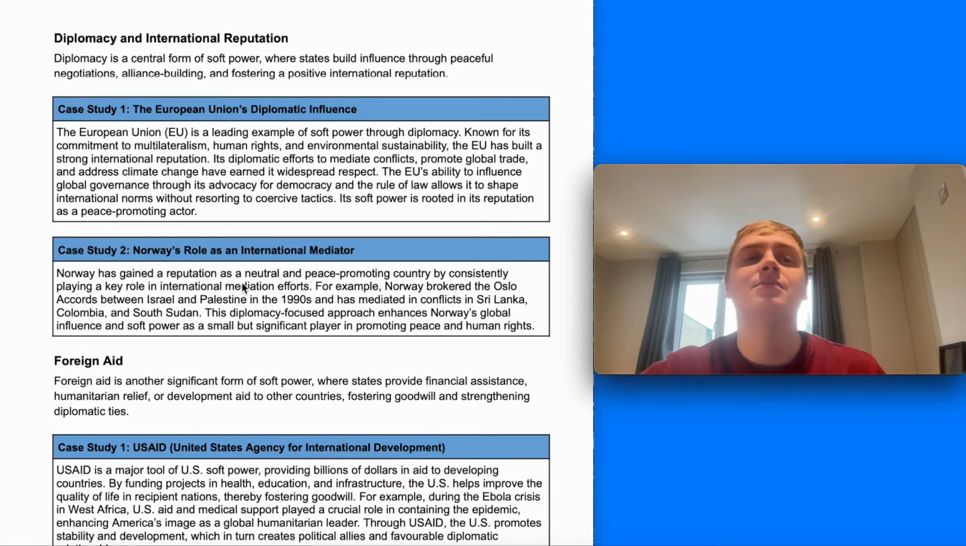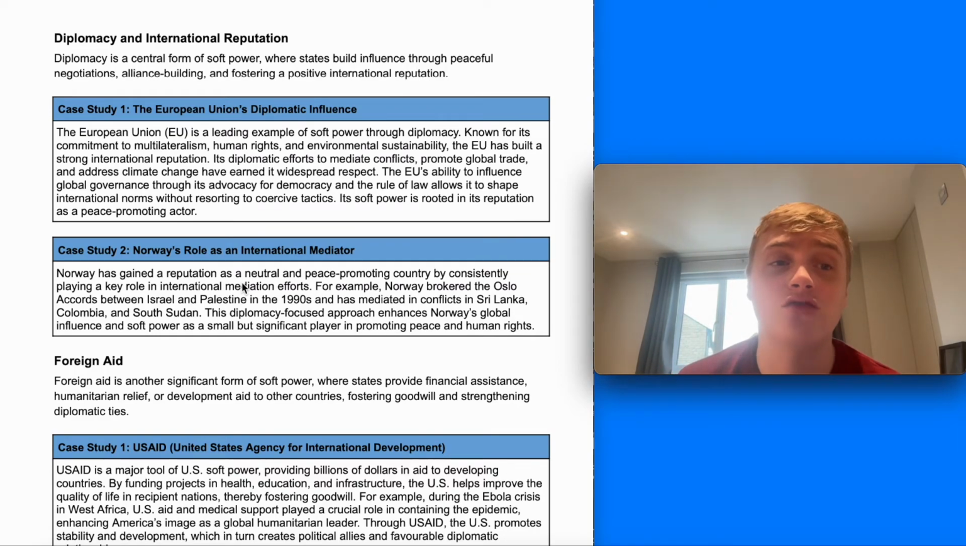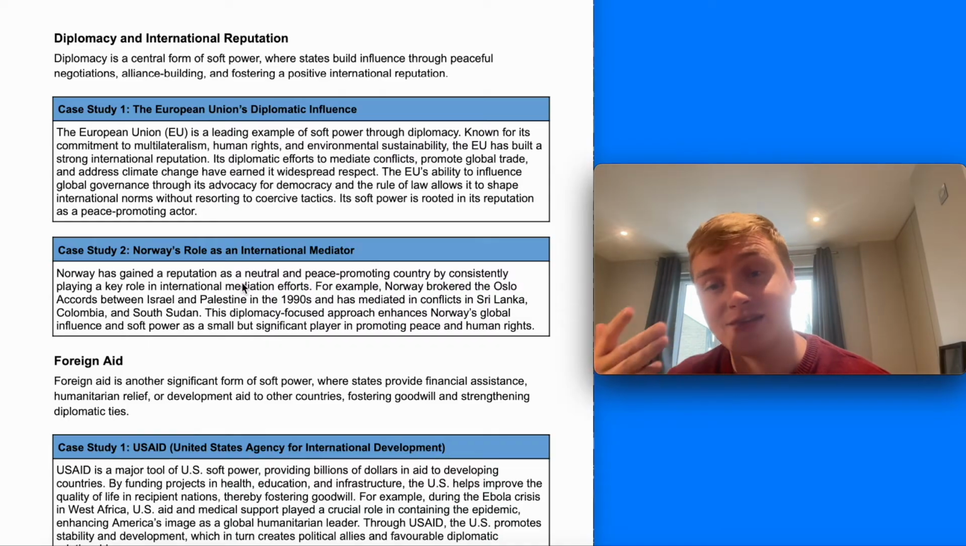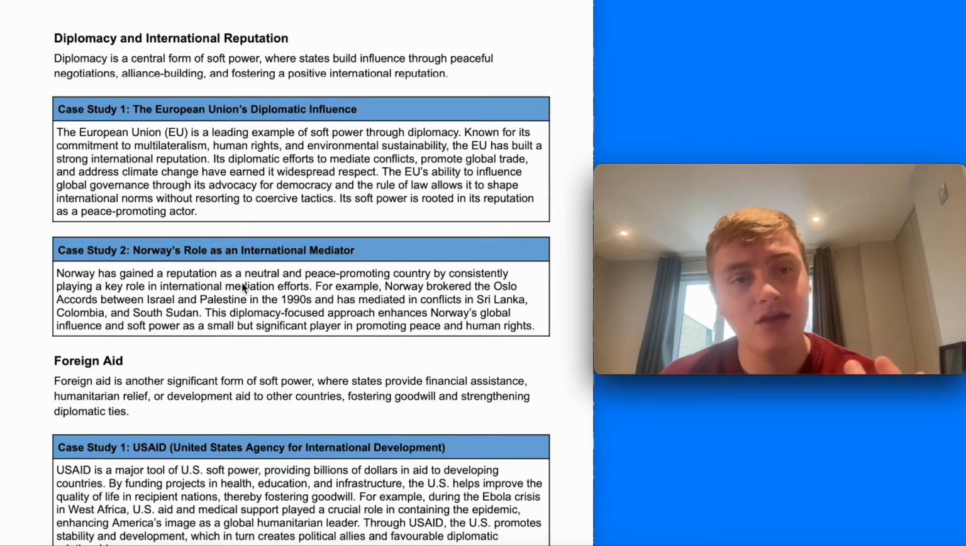The second key point is diplomacy and international reputation. So diplomacy is a central form of soft power where states can build influence through peacefully negotiating with other countries and seeking to get them to come along and support their views and their interests. And in the long term, this fosters a positive international reputation, which if you have that in the long term, you're able to have more influence in whatever happens in the future, whether that be negotiations, international decisions, etc. Then the European Union's diplomatic influence is a good example of this.